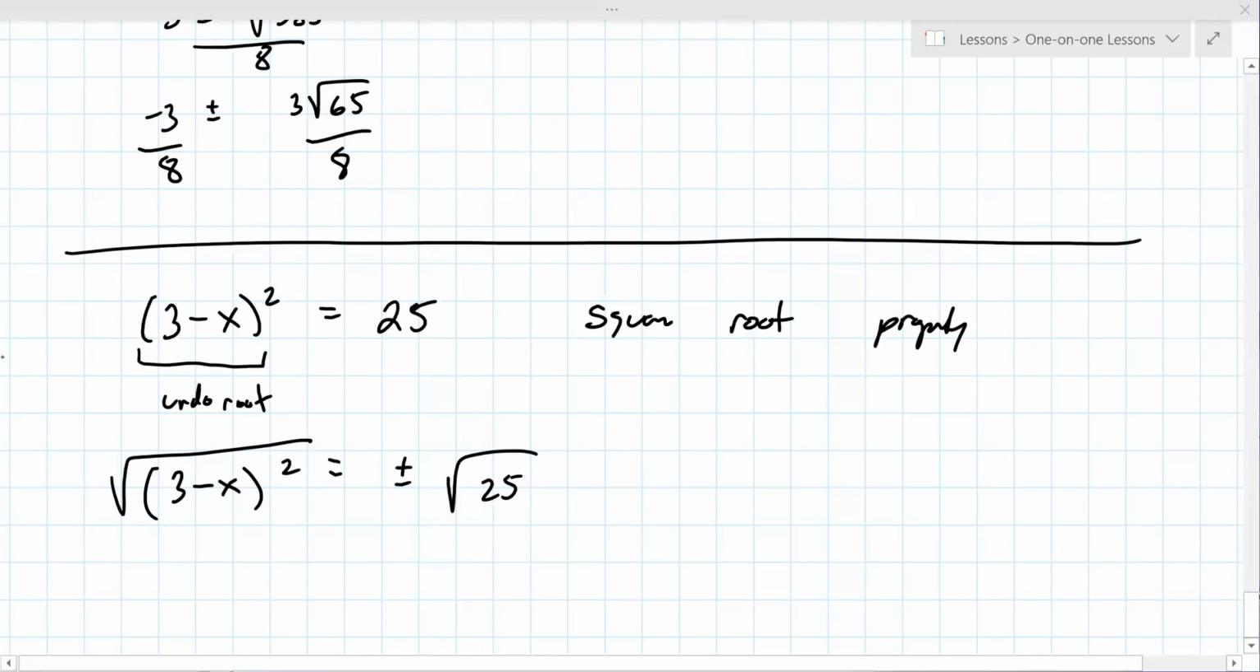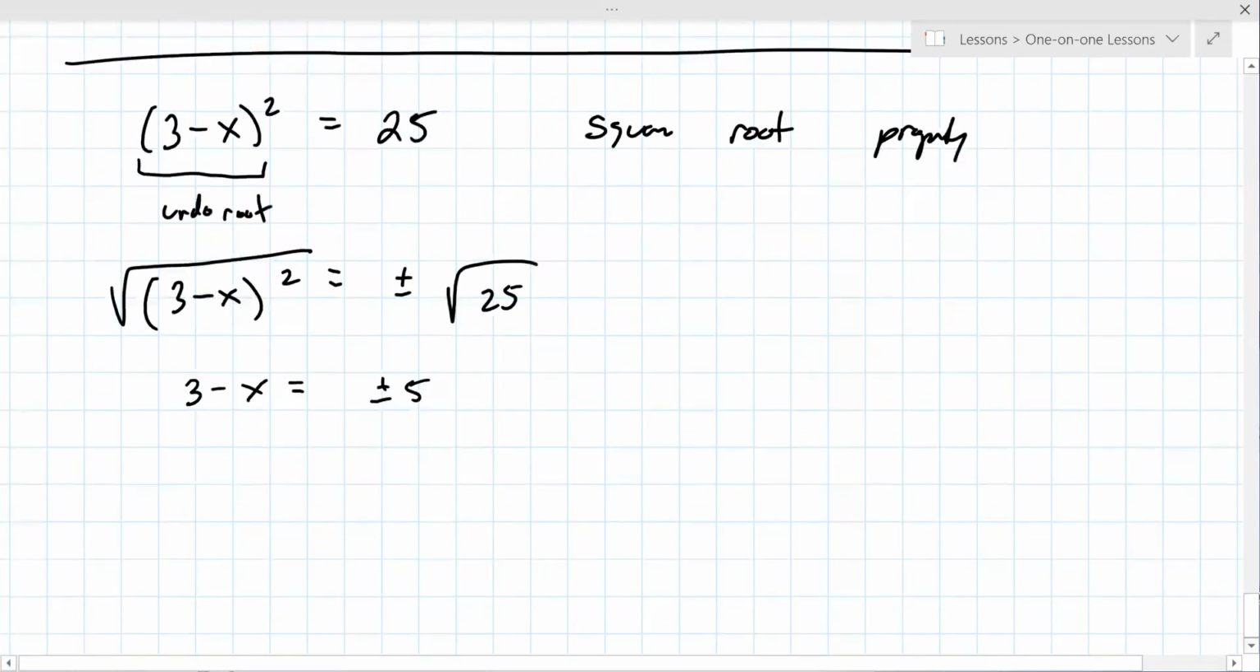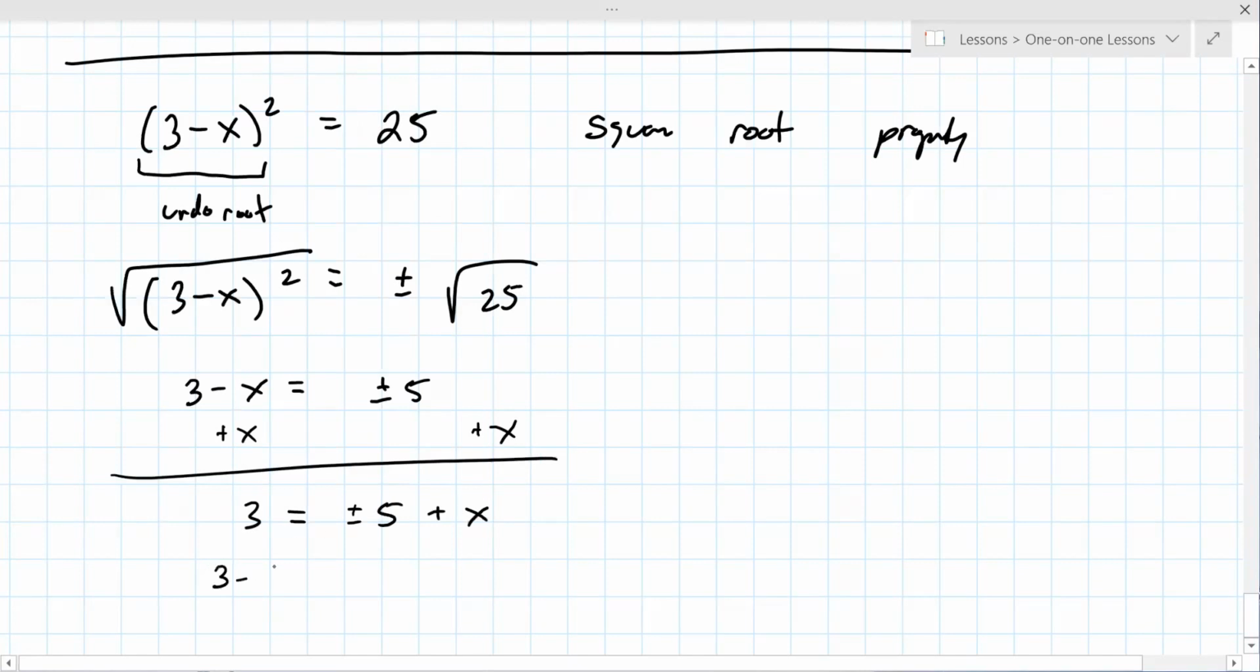So we can do, I see. 3 minus x equals 5. Plus or minus 5. Oh, plus or minus 5. I keep forgetting that it's plus or minus. All right, plus or minus 5. And now we can just solve. This is where the way this is written is a little like, oh, what do I do? You can actually add x to both sides. Oh, I can. So 3 equals plus or minus 5 plus x. And then it really becomes two things. It's 3 minus 5, 3 plus 5.